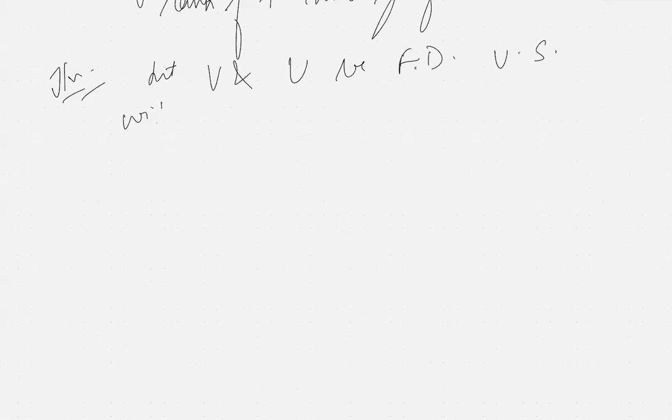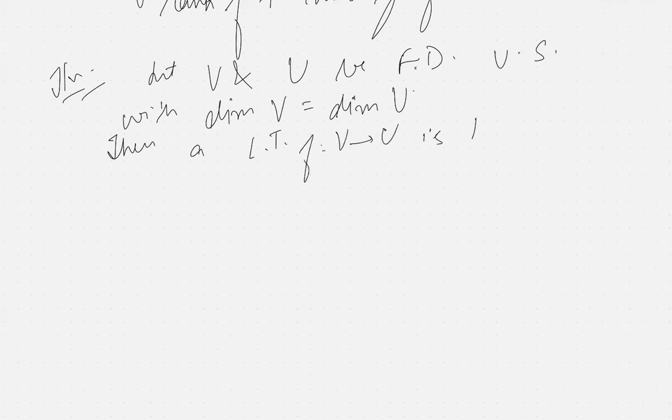Now in the theorem we have been given, let V and U be finite dimensional vector spaces with dimension V equal to dimension U. Then a linear transformation F from V to U is 1, 1 if and only if F is onto. So can you see this now? Again, we have if and only if in between.